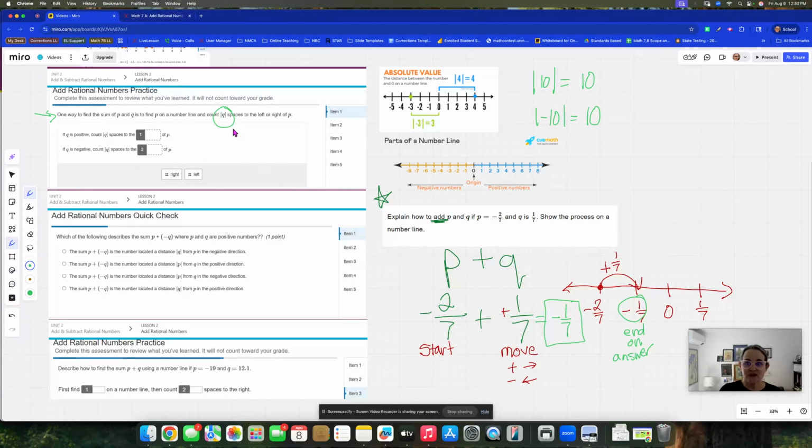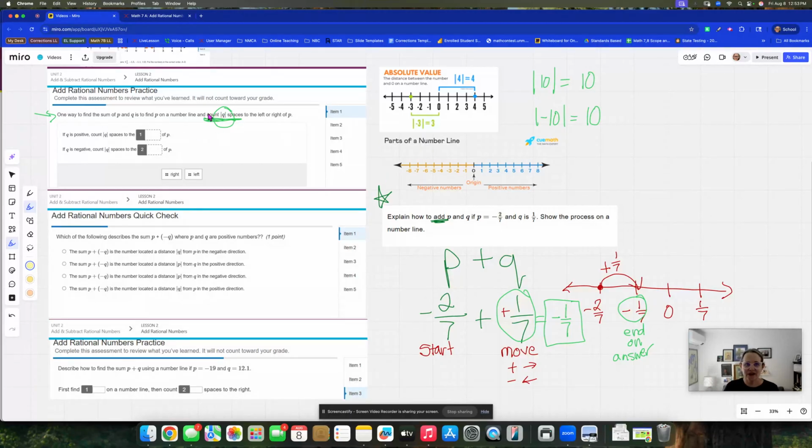So let's just kind of think of this absolute value thing. This here, that was how far I moved. Okay, count absolute value of Q spaces. So back over here when I said I was adding positive 1/7, okay, and then I did that whole thing about, well, it's positive, so I'm going to move to the right. That's the absolute value.